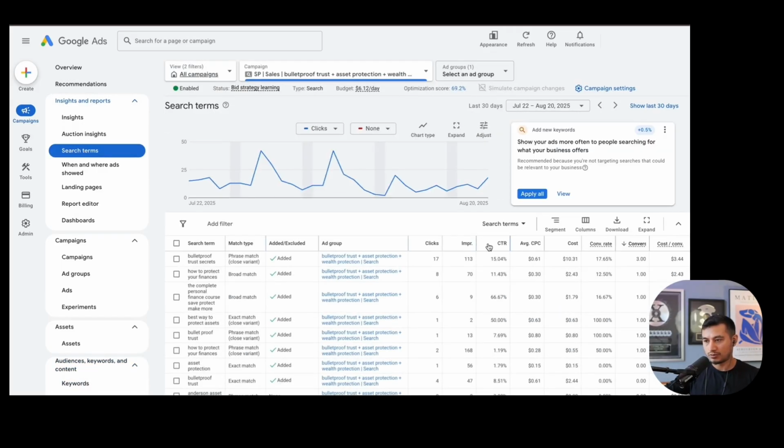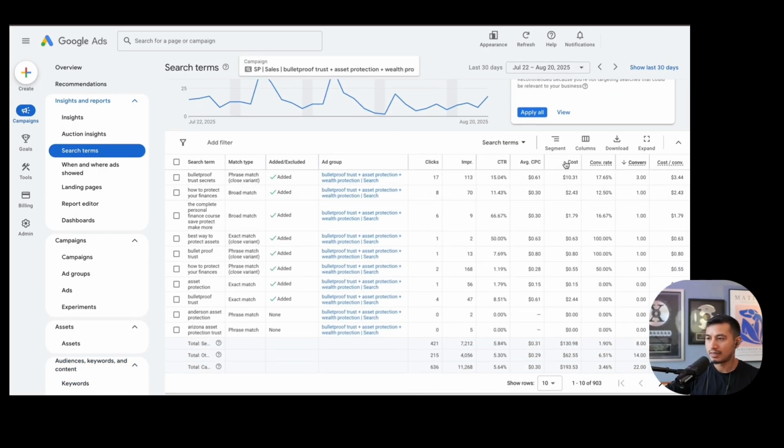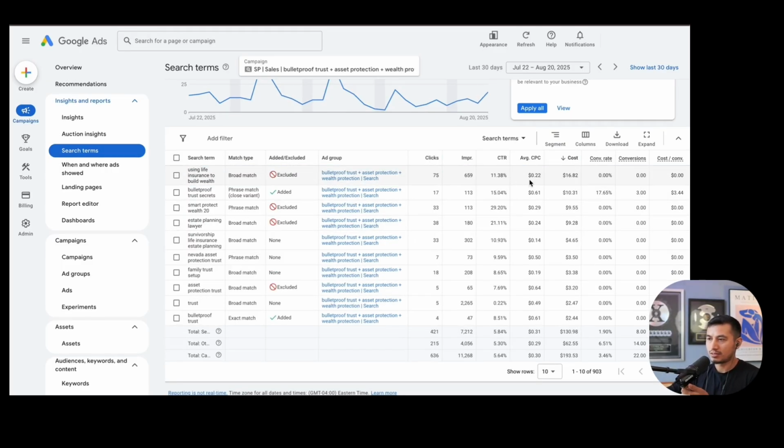If I go to search terms, you will see, in the last 30 days, sorted by cost. So when you see the cost, money was spent on this keyword, using life insurance to build wealth. Okay, that was the keyword where most of the money was spent. $16, okay? I had no conversions at all, okay? And again, conversions doesn't mean customer, all right? So you've got to know that. We spent $16, had nothing. I did not choose that keyword. Like, that was not my keyword, right? It just spent money. So I excluded that keyword.